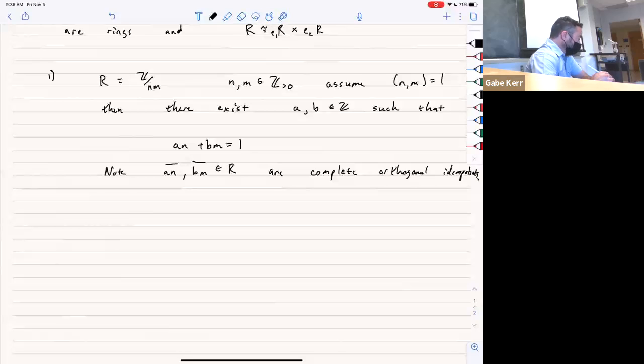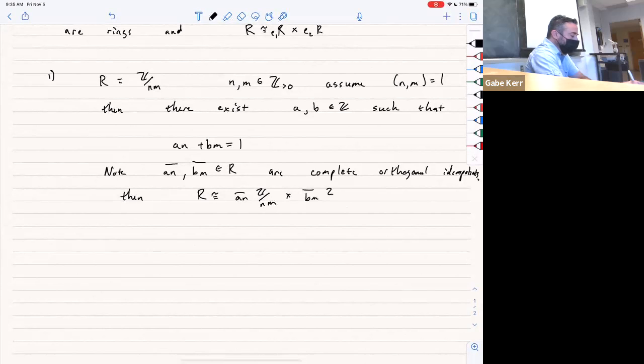Okay, so what's the big deal? Well, the big deal is you can then solve some equations once you know this. One thing it tells you is what we did last time. R is isomorphic to AN times Z mod NM plus BM times Z mod NM. However, you can easily show that these are isomorphic to Z mod M and Z mod N, respectively.